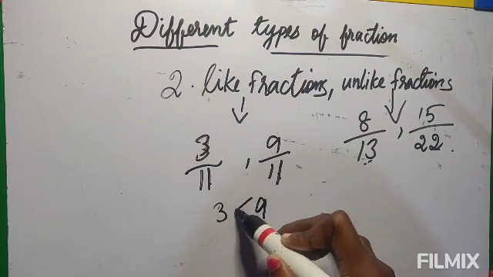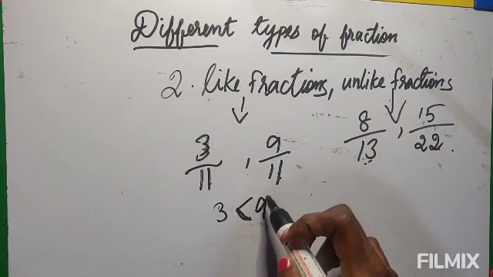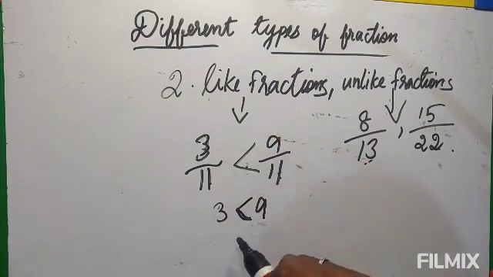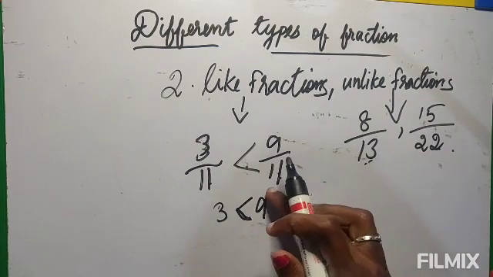So which is bigger? 9 is bigger. Since 9 is bigger, this fraction is bigger. Whichever numerator is bigger, that fraction will be the bigger fraction. So 9 by 11 is the bigger fraction.